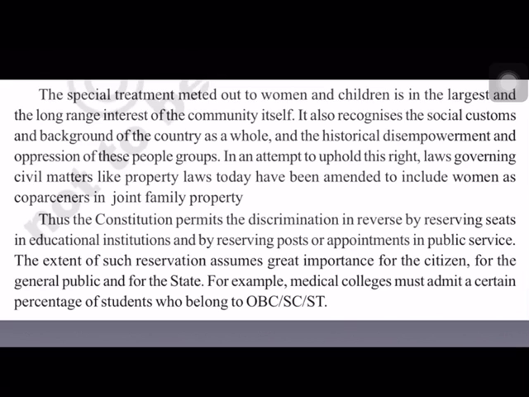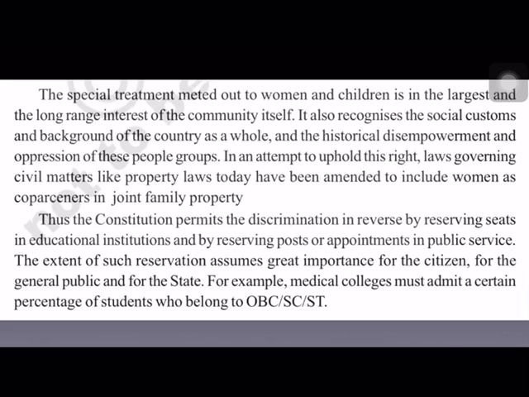And the special exception given to the women and the children is only in the interest of their communities. To protect these communities only, these special provisions are made in the Constitution for the benefit of women and children. And that is why, in an attempt to uphold this right to equality, laws governing civil matters like property have been amended to include women also as partners in joint family property. Previously, the women were not given the right to property also. But now they are included as partners in joint family property.